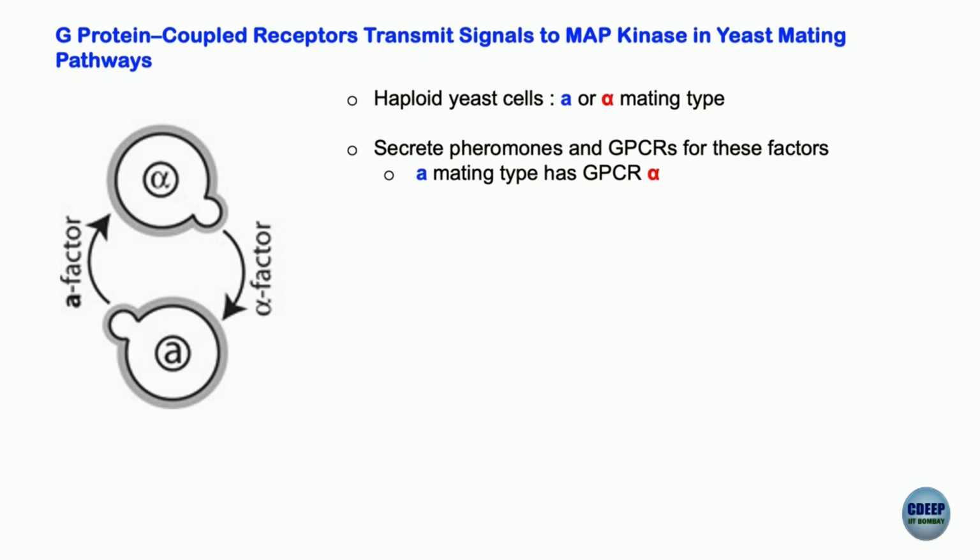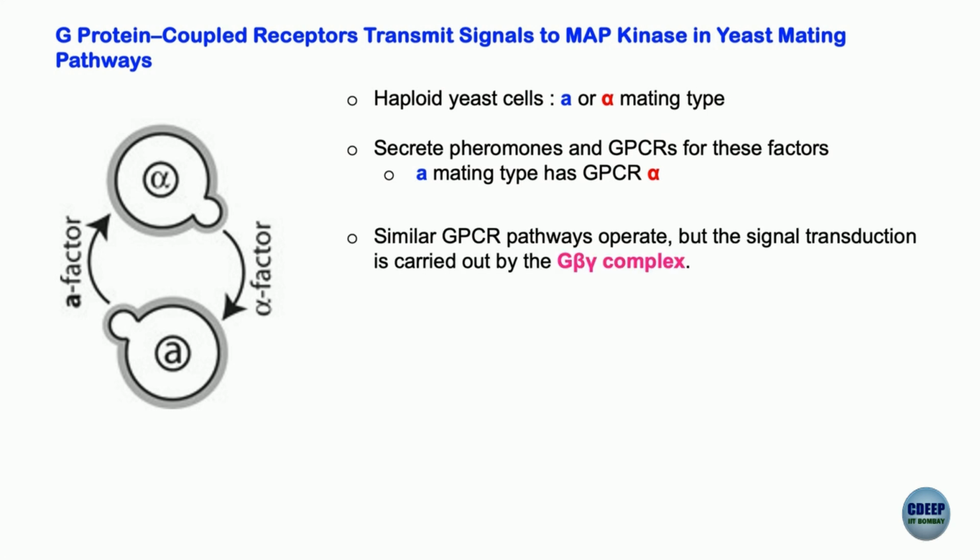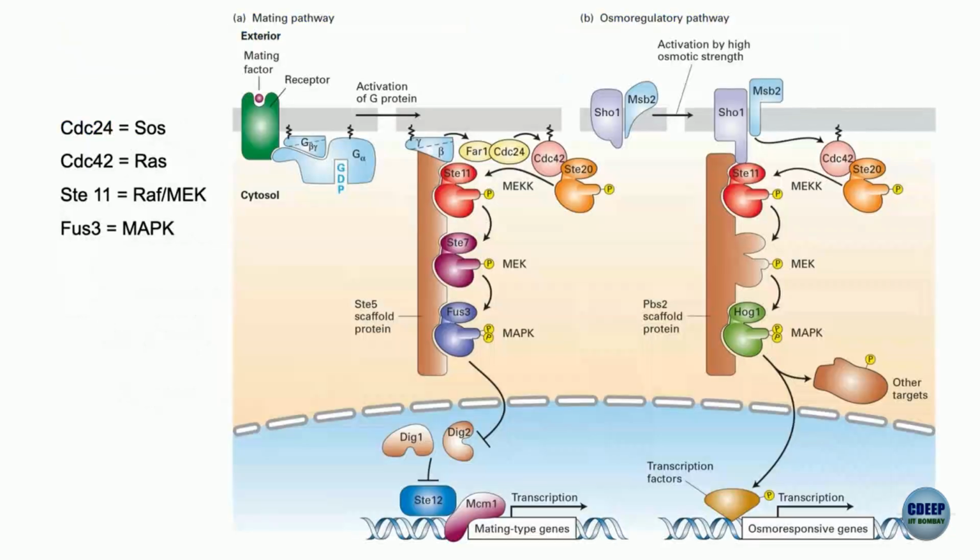For that process they secrete these pheromones. So, A type secretes A factor, alpha secretes alpha factor, and these will go and attach to specific receptors. The A type has a receptor for alpha factor, whereas the alpha type has a receptor for A factor. It is like complementing each other. Similar to the GPCR pathway, the pheromone acts as a ligand, binds to the receptor, a GPCR, and the signal transduction is carried out by the GPCR pathway.